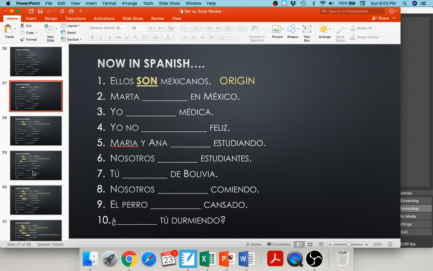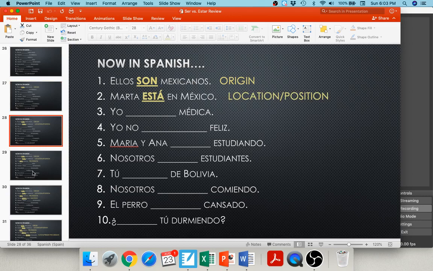Number 2 says that Marta blank in Mexico. This time we're not saying that she's Hispanic or she's Mexican. We're saying that she is in Mexico. That is her location. So in this case, when referring to location or position, we should use the verb estar. If you remember your estar conjugations, we have estoy, estás, está, estamos, estáis, and están. So we should say that Marta está en Mexico, and that is her location or her position.